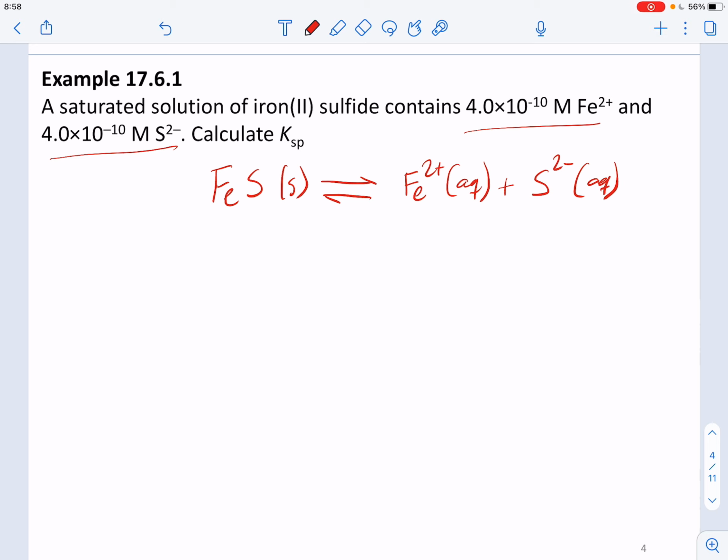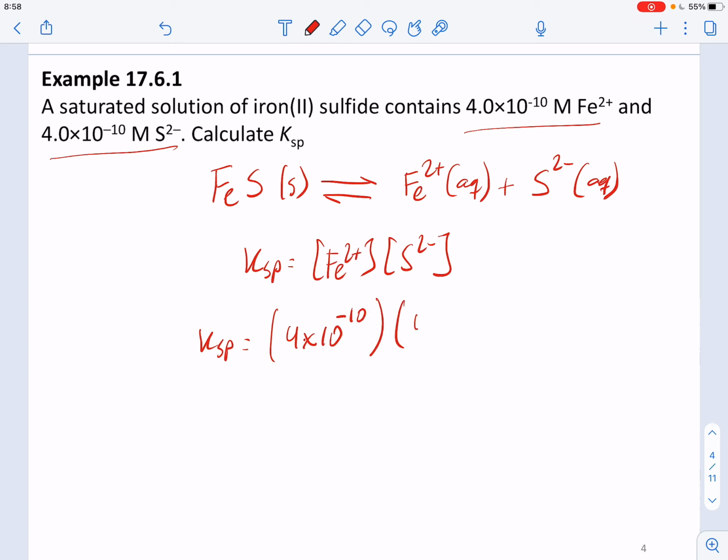Therefore, based on that equation, our KSP is going to be the concentration of iron 2 plus times the concentration of sulfide. The stoichiometry is 1 to 1, so we don't have to raise to any power. And then KSP is going to be simply the concentration of iron, which is 4 times 10 to the negative 10, times the concentration of sulfide, which is 4 times 10 to the negative 10. And this is going to be 1.6 times 10 to the negative 9. Okay, so this is KSP for iron sulfide.